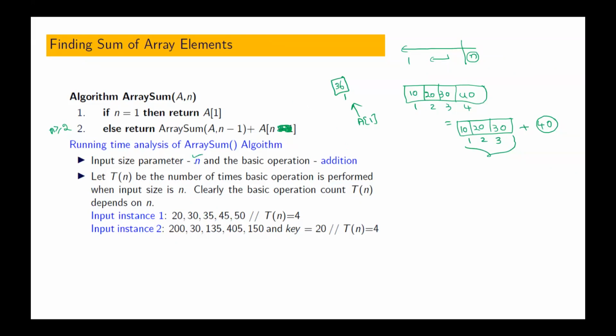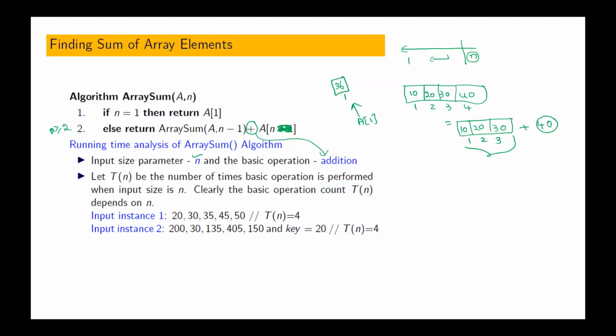Input size is n. What is the most important operation? This addition operation we consider as the most important operation. That is the basic operation. Now, the number of times the basic operation is performed, does it depend only on n or on actual values in the input also? Only on n, sir.